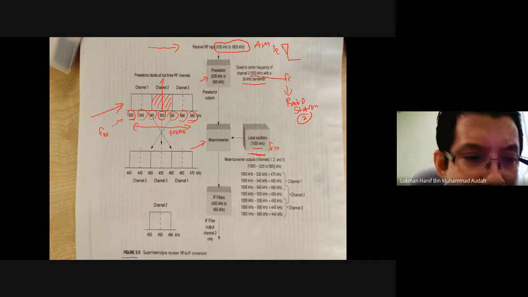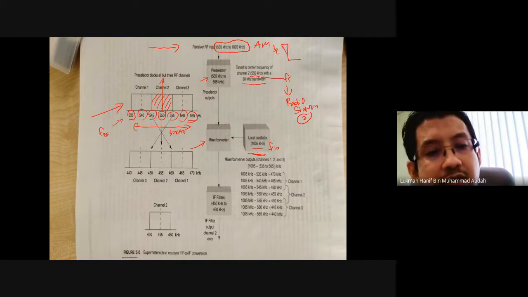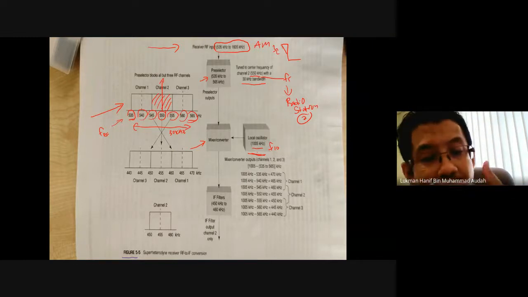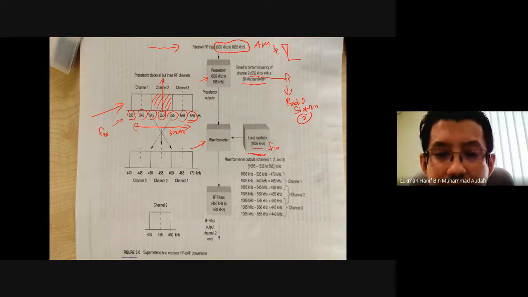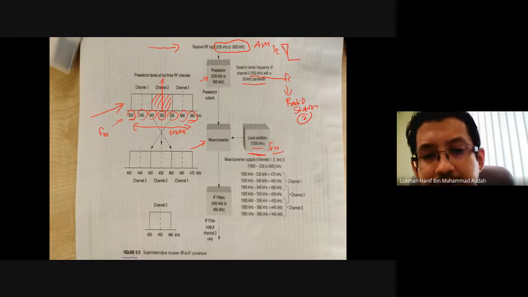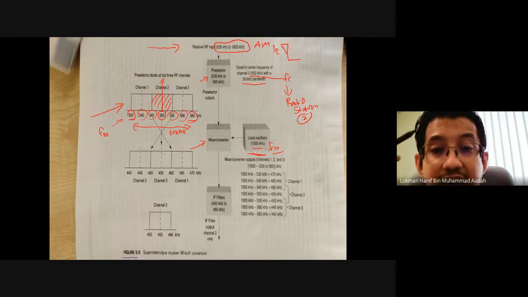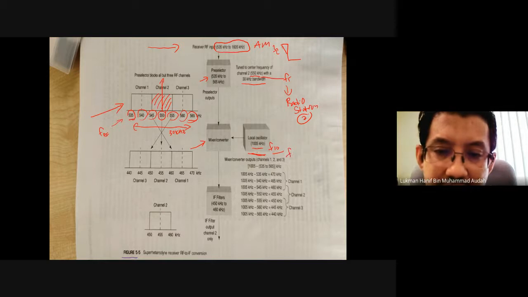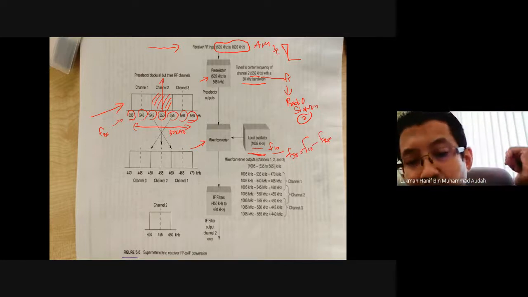And I want to convert. How many components do we have? 1, 2, 3, 4, 5, 6, 7. Ada 7 komponen iaitu 535, 540, 545, 550, 555, 560, 565. Ada 7 komponen FRF yang saya nak down convert kepada IF. Okay, perhatikan. So kalau FLO lebih besar daripada FRF, that means it is a high side injection. Dipanggil high side injection. That means I can find the FIF using this equation: FLO minus FRF. Ini ada dinyatakan dalam slide sebelumnya.